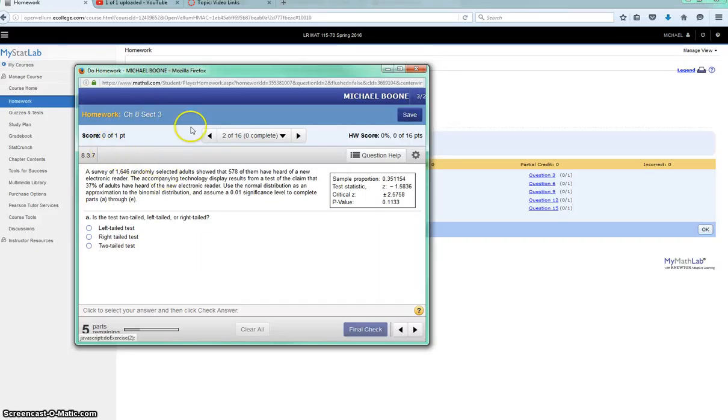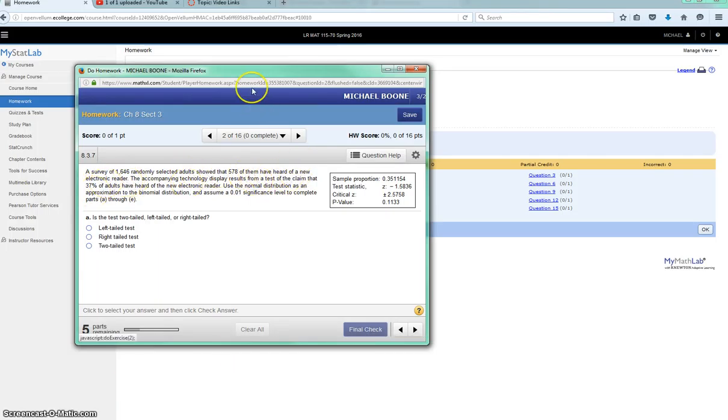Alright, in section 3 we're dealing with proportions. So we're talking more about hypothesis testing and proportions. And on some of these they're actually giving us the output from calculations, which is important. A survey of 1,646 randomly selected adults showed that 578 of them have heard of a new electronic reader.